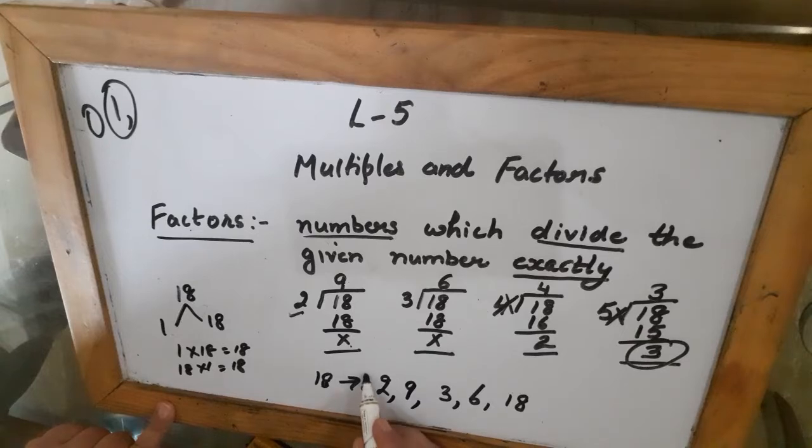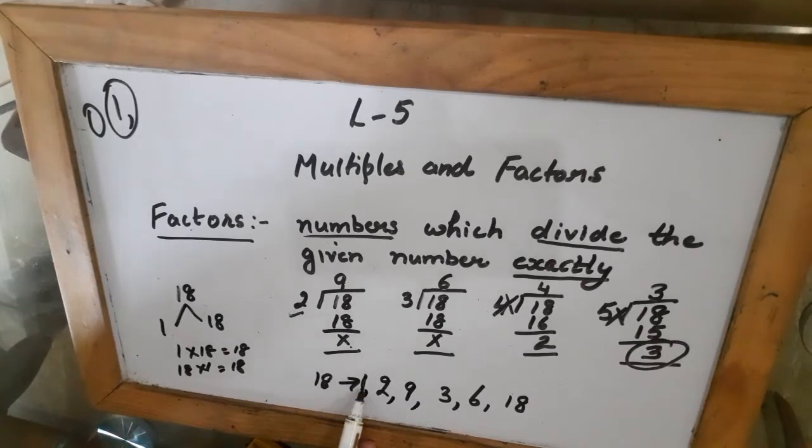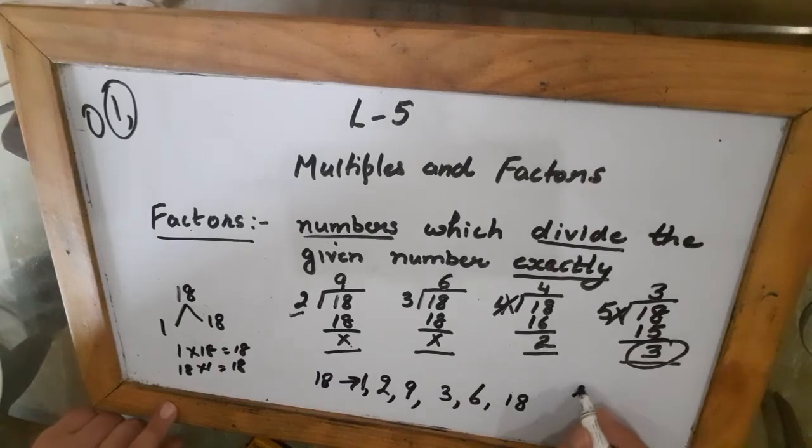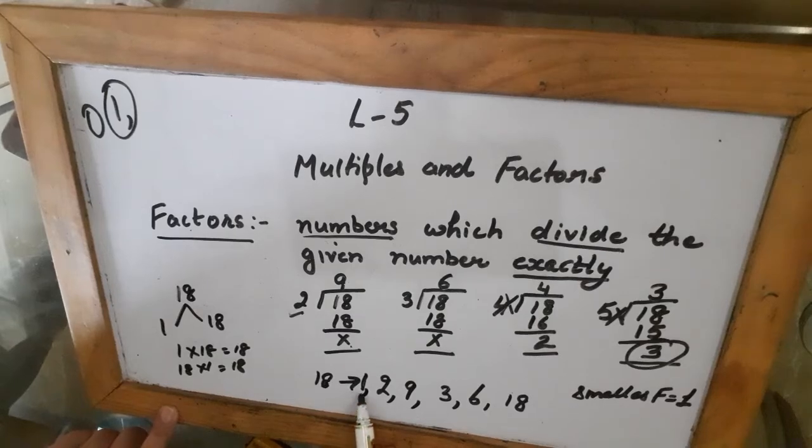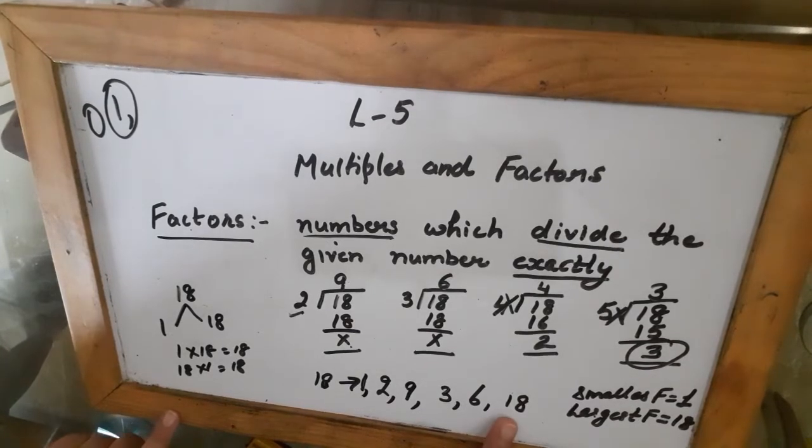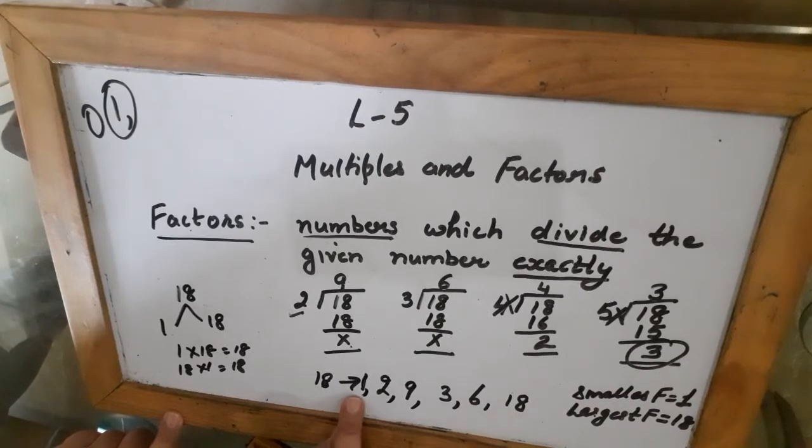Okay, now what do you understand from this? The smallest factor of any number is 1. And which is the largest factor of every number? It is the number itself. And between this 1 and the number itself, in case of 18, 1 and 18, all the rest of the factors will lie. So the factors of 18 cannot be smaller than 1 or bigger than 18. They will lie between 1 and 18.